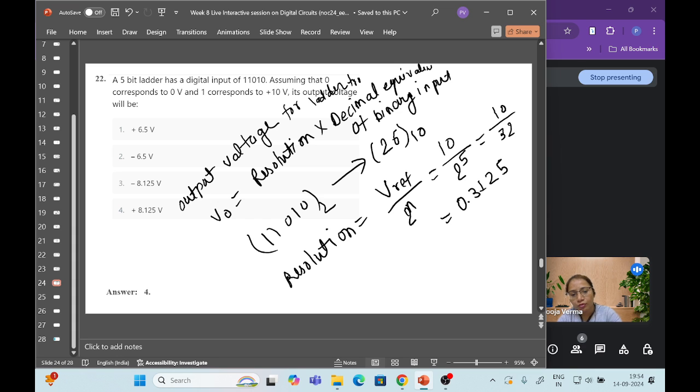Now just multiply these two. The resolution we have got is 0.3125 into 26. We will get 8.125 volt. Here only positive has been taken, no negative, so we will consider only the positive one, that is 8.125. That's why option 4 is the correct answer for this question.